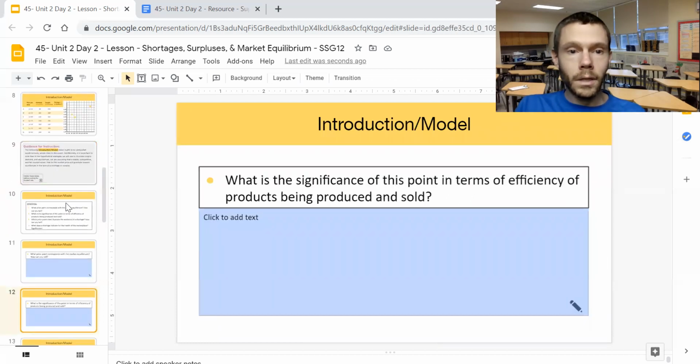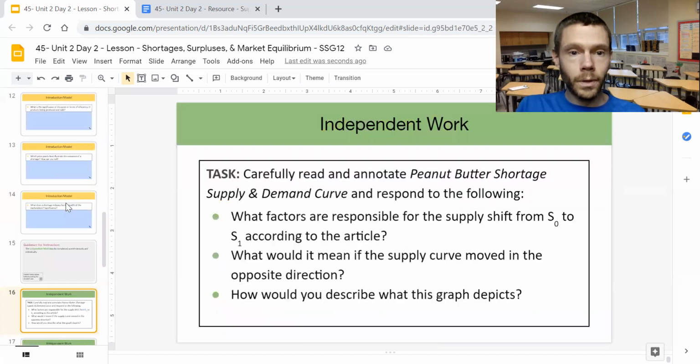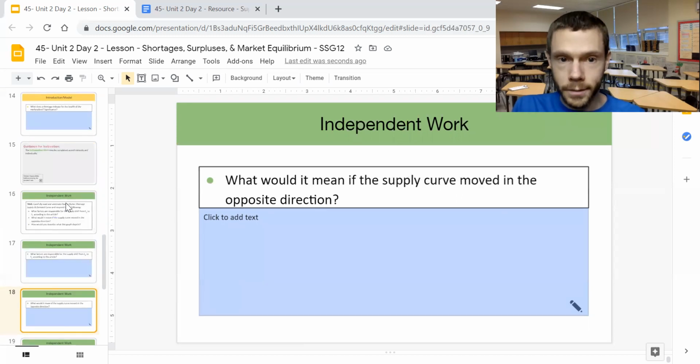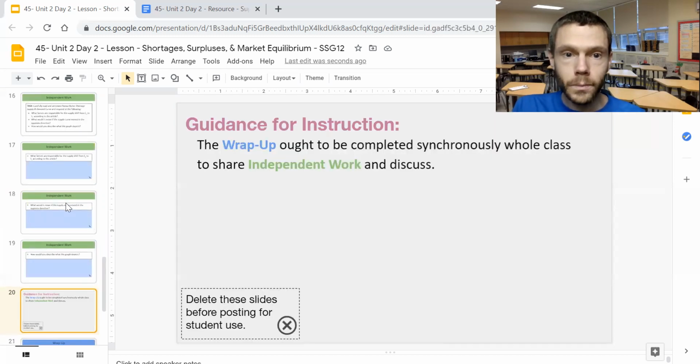And then the independent part of the lesson is what I started this video off looking at: the peanut butter shortage supply and demand curve, first pairing the reading with the chart itself to explain the chart, to really show what is happening as the supply shifts from S0 to S1 in the article, and helping students consider the various factors that are responsible for that shift and what's really happening.